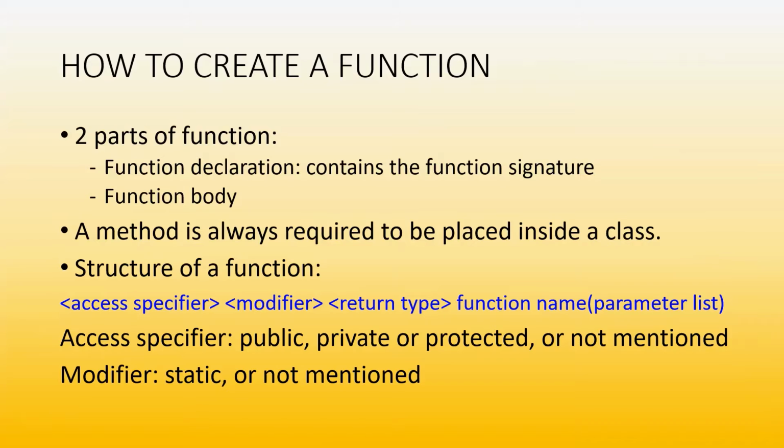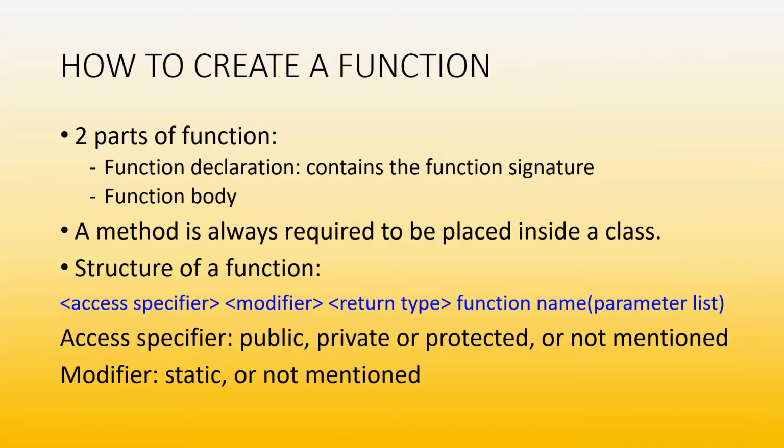First, we've got four terms: access specifier, modifier, return type, and parameter list. The access specifier can be public, private, protected, or not mentioned. It essentially specifies who can access that function. Can other programmers access it, or can other classes access it, etc. The modifier is static, or it can be non-static, where it is not mentioned. What are modifiers? This will be discussed in another video. Modifiers are a part of object-oriented programming.